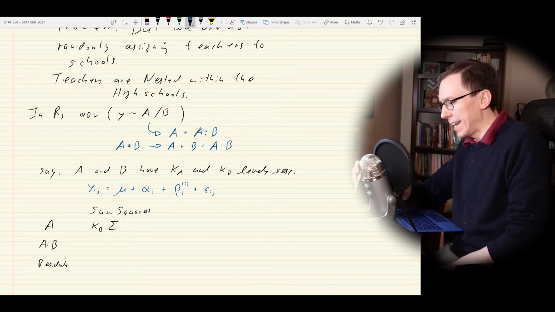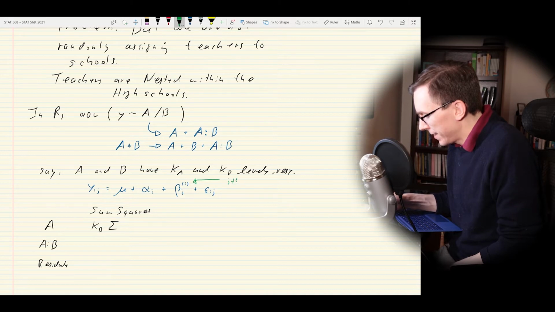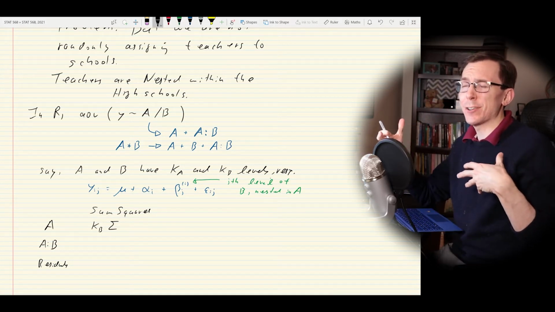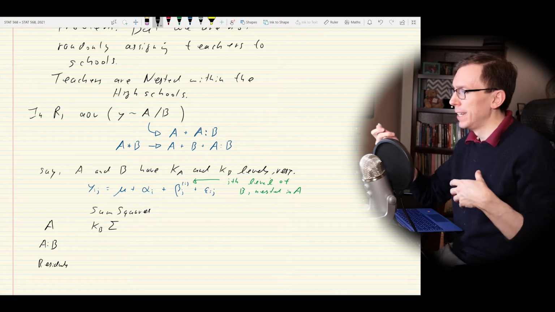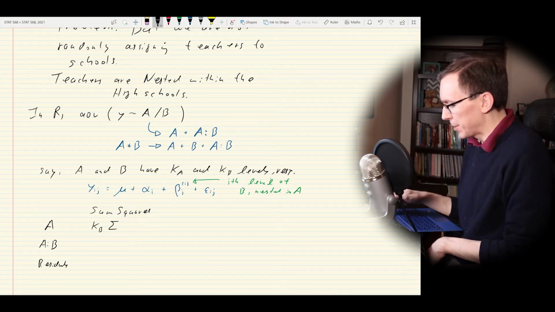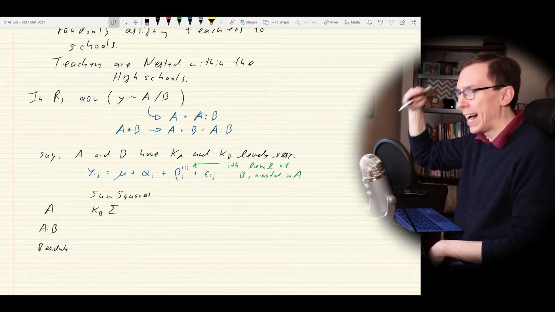So the point is that now we have that this is the jth level of B, but nested in A, which means that it's basically equivalent to the interaction term between A and B, but we have to remember how we interpret it in this case. It's really, what is B doing within A, some level i of A.